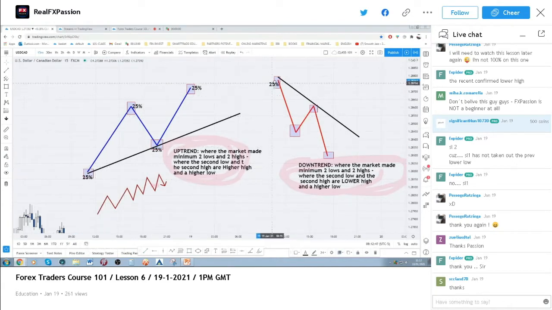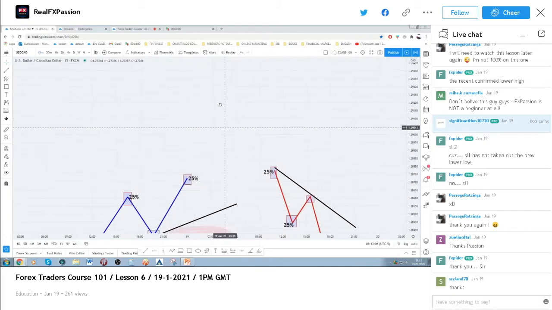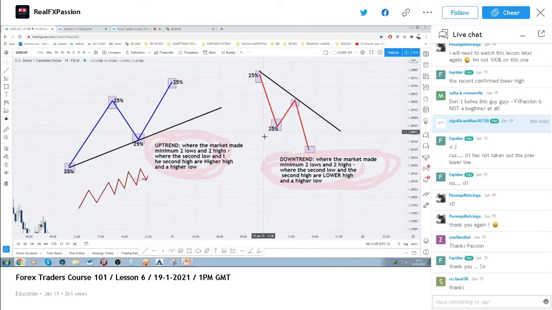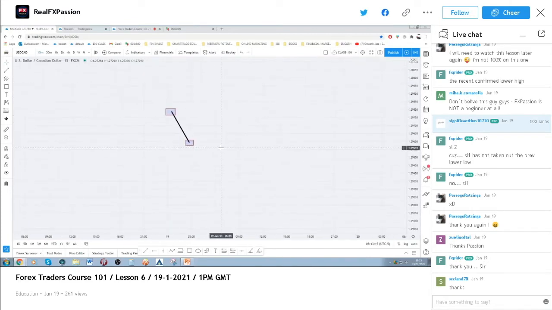One more time, everybody. When you have just a high, the downtrend is at 25%, right? When you have the first low, the downtrend, which is this first move, it's at 50%, not confirmed yet, okay? So yes, it's a down move, you're absolutely correct.